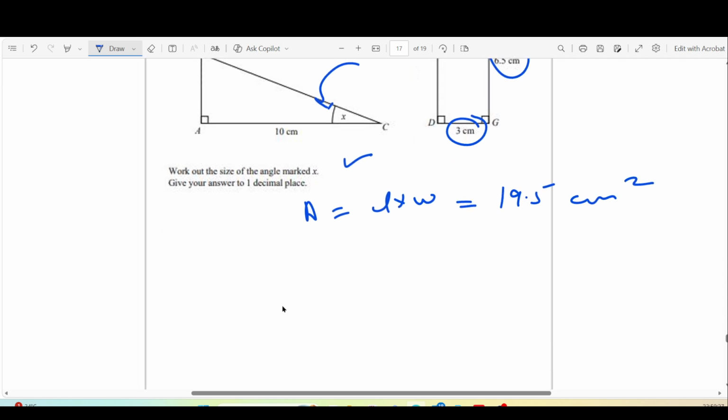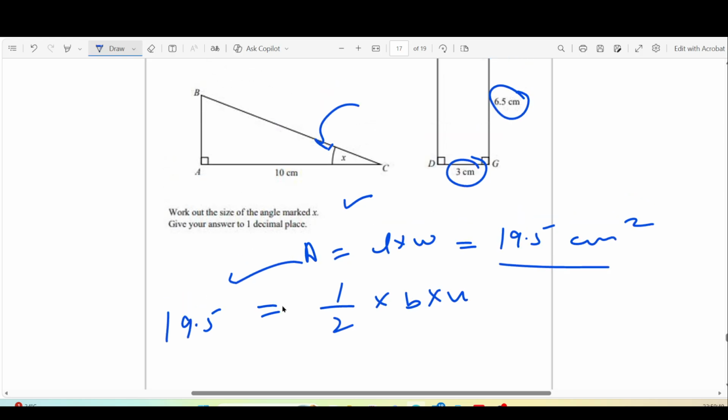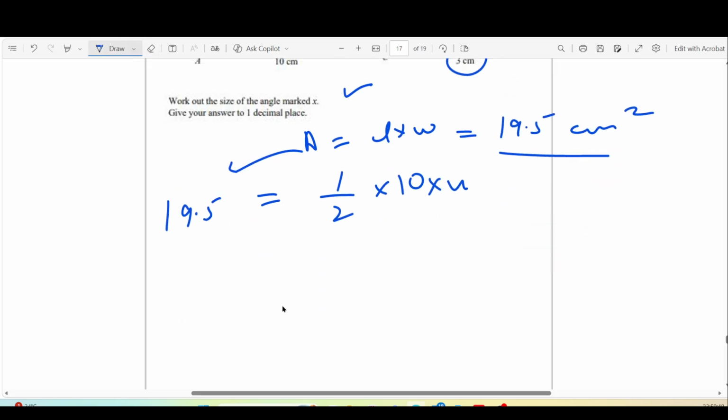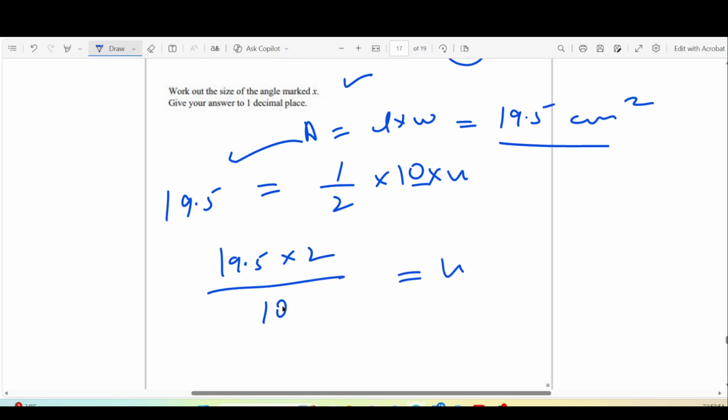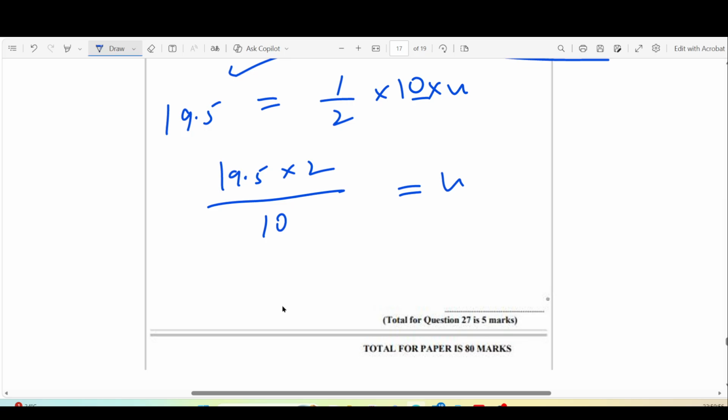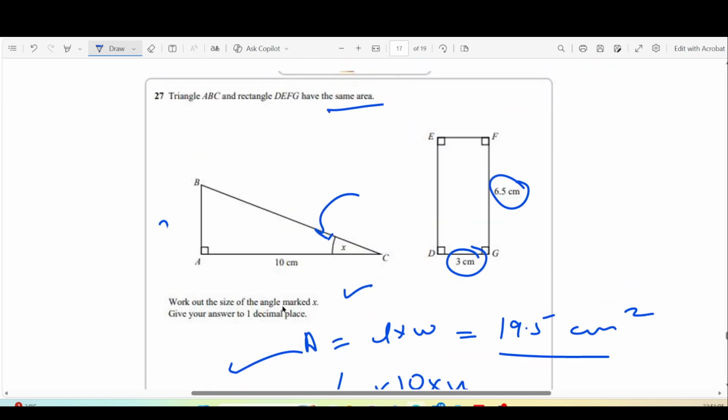Then the area of a triangle is half base times height, and the area we have just got because they both have the same area, so in place of area I can write 19.5. And we have base, so in place of base I can put 10, right? Because this is base, 10 here. So if I just multiply this by 2 and divide it by 10, I will get h, which is the height. I'll get height 3.9. Now I have height, which is this 3.9.